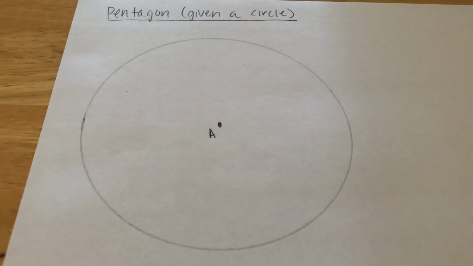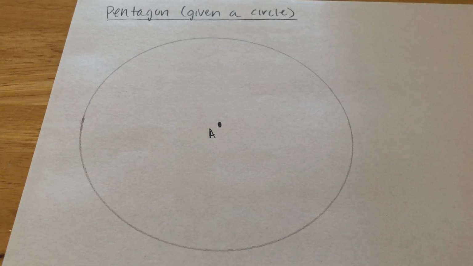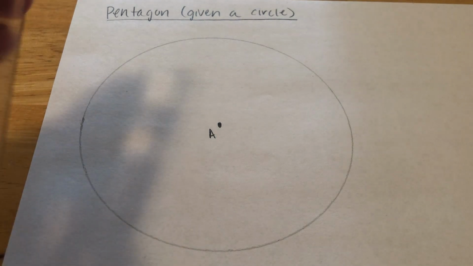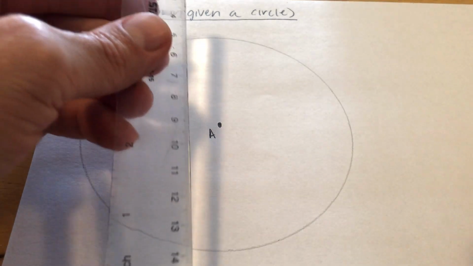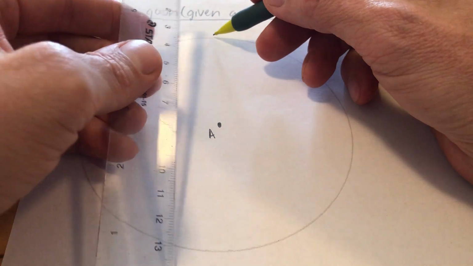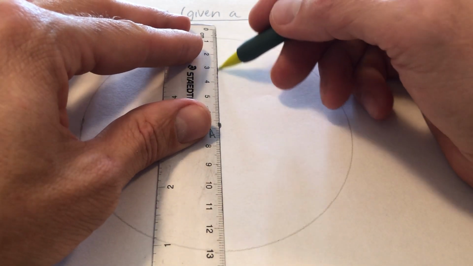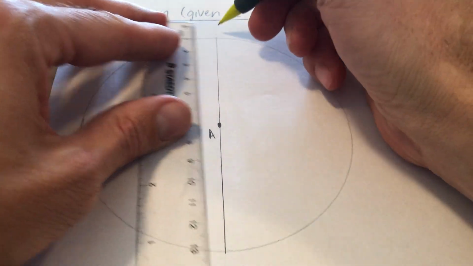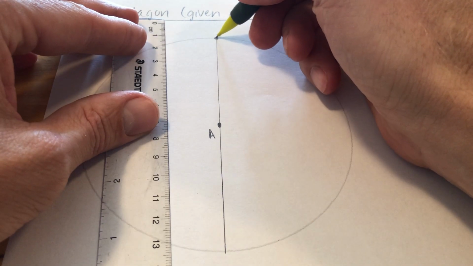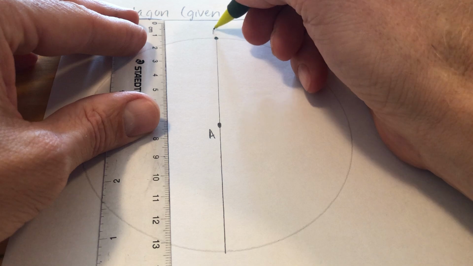In this video, we're going to do a construction of a pentagon given a circle. Okay, so what we've started with is our circle, and our center is A. So the first thing that we'll do is we'll just draw up the top vertex here. So I'm going to draw a diameter. And this is the top vertex here of our pentagon, and we'll label that point B.